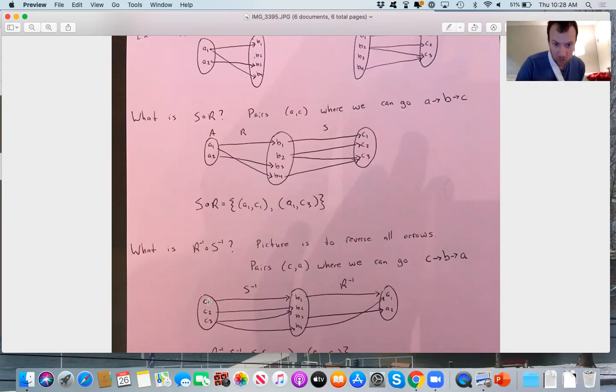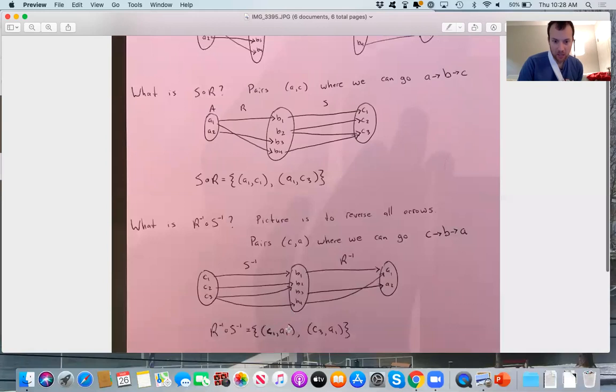So we have C1 goes to B1, goes to A1. That gives us a pair here. C2 goes to B2, but that dies. C3 goes to B2, but that dies. C3 goes to B4, and that continues on to A1. So we get C3A1. And this last arrow we haven't talked about makes it into A, but there's no way to get there from C, so this doesn't give us any pair.